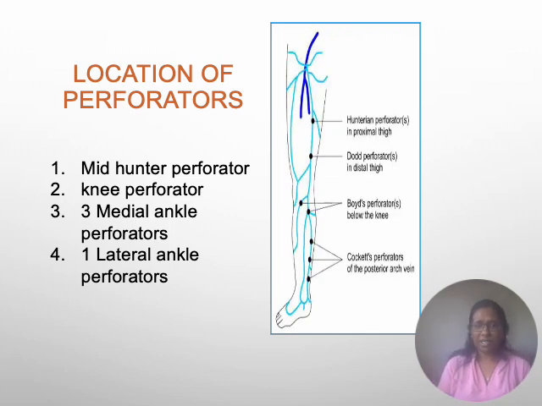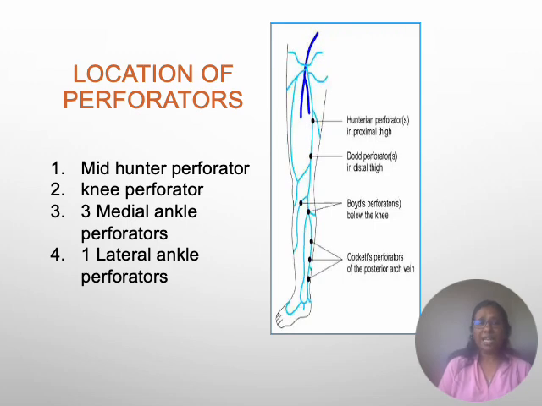Like the name says, it has something to do with Hunter's canal, which is the adductor canal. So the mid-Hunter perforator communicates the great saphenous vein and the femoral vein present in the adductor canal. The knee perforator is otherwise called Boyd's perforator, and it communicates the great saphenous vein to the posterior tibial vein. It is present just a little bit below the knee joint.